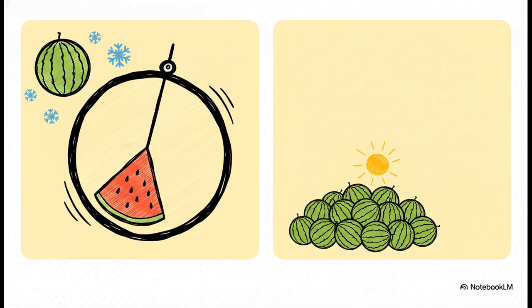But the market price, what you actually pay at the register, swings like a pendulum around that baseline based purely on supply and demand. In winter, watermelons are scarce, right? Supply is low, but the demand still exists, so the market price swings way up above the natural price. But once summer hits and supply completely floods the market, that price swings right back down.